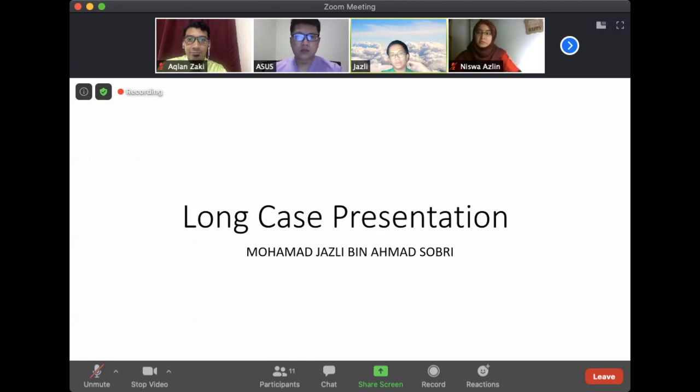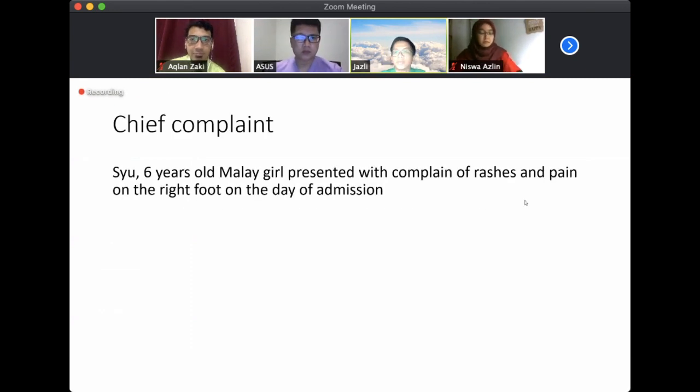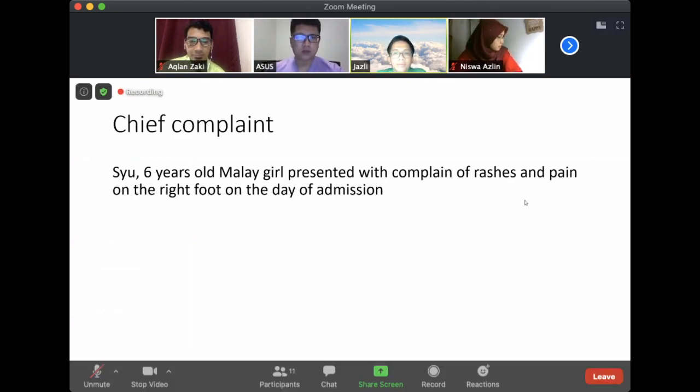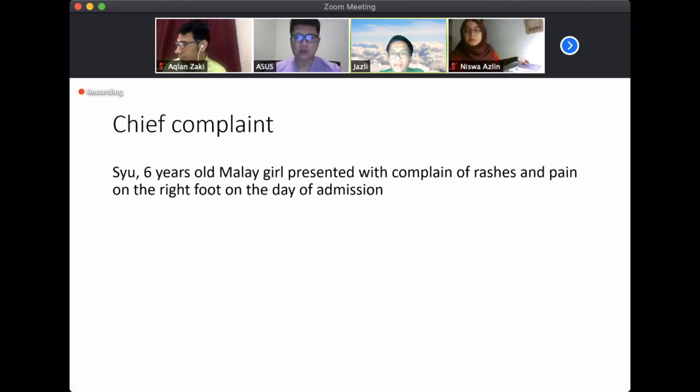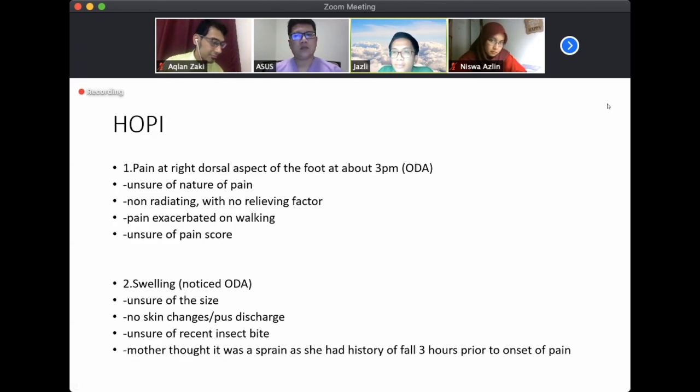Okay. For my case, this is based on the previous case write-up that we have, because we are unable to clerk the real case. So in this case, Shu, 6 years old, Malay girl, presented with complaint of rashes and pain over the right foot on the day of admission.